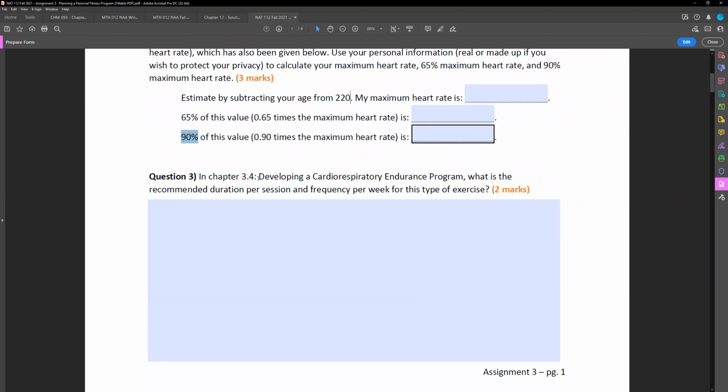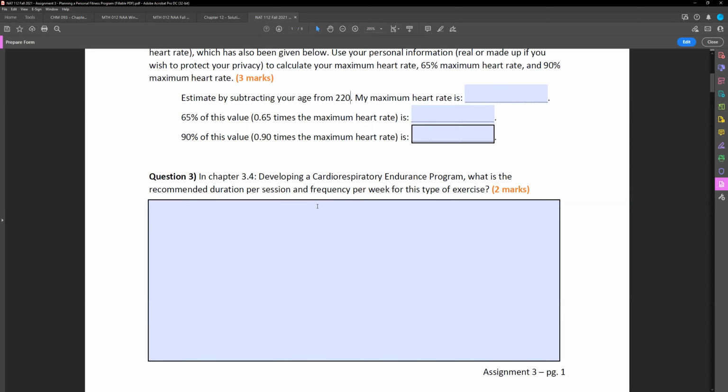Question 3. Notice I also give the sections. Section 3.4, developing a cardiorespiratory endurance program. What is the recommended duration per session and frequency per week for this type of exercise? In chapter 3.4, we talk about how often you should do cardiorespiratory endurance and what type of intensity. And if you look at the previous question, the intensity is standing right there looking at you, and the frequency is discussed in that chapter as well. So that's what I mean. These are shorter, punchier answers, and in many cases, I tell you the chapter where you can find that information.